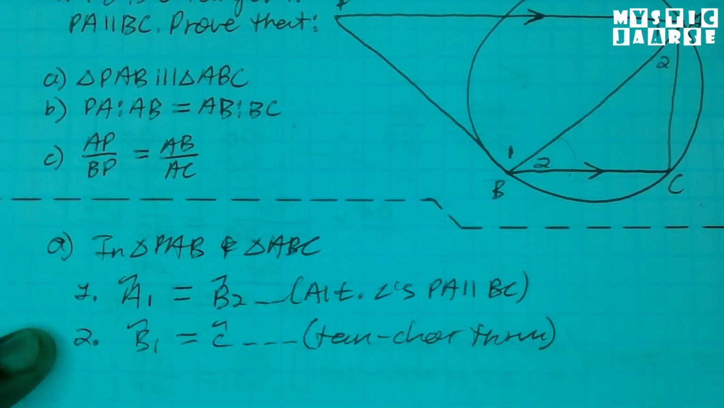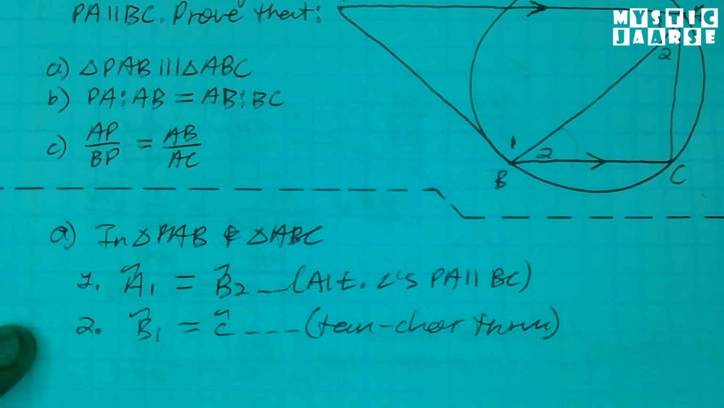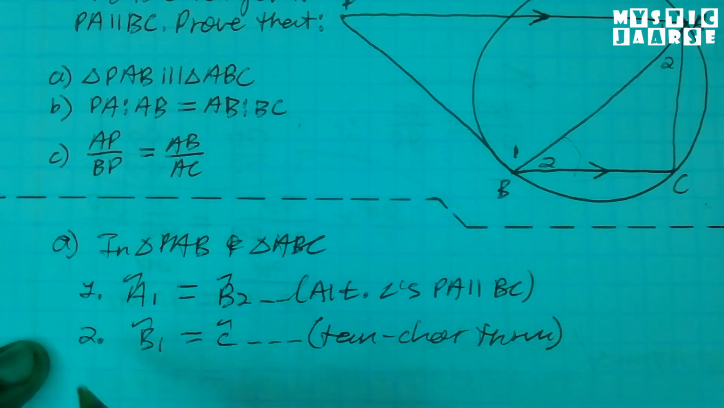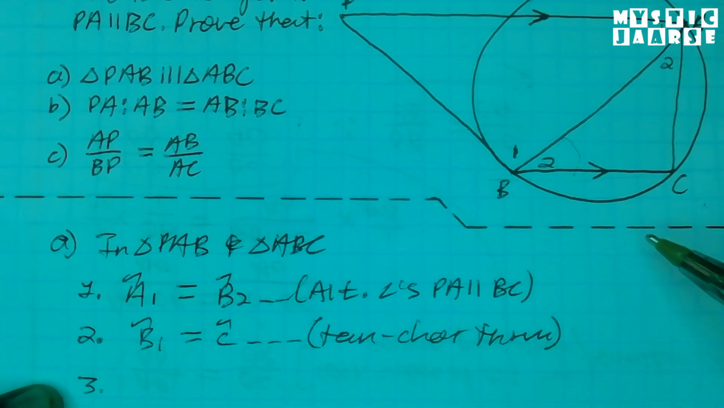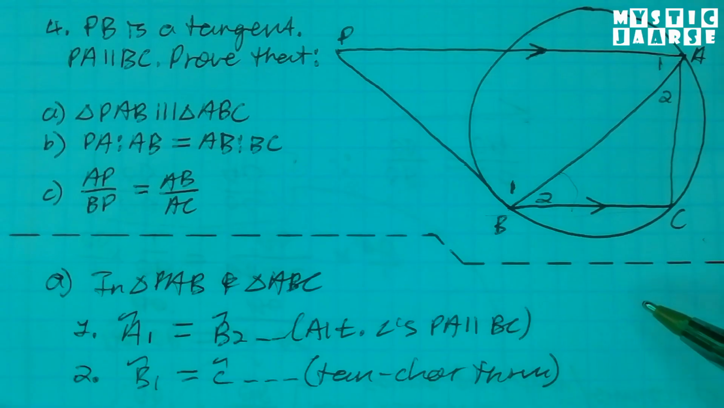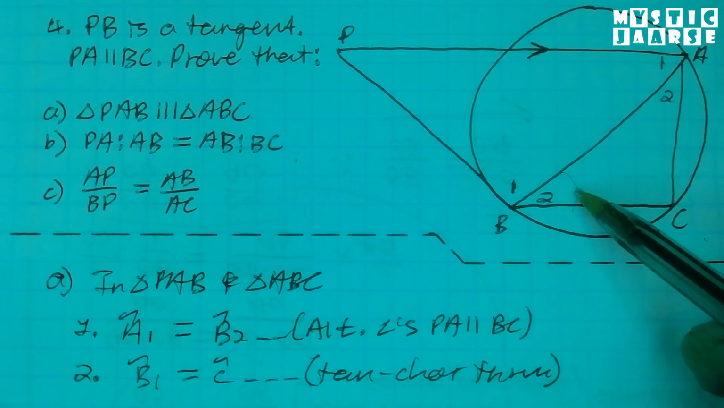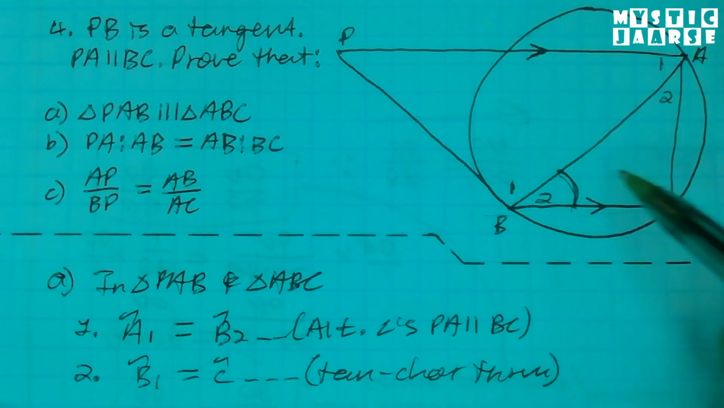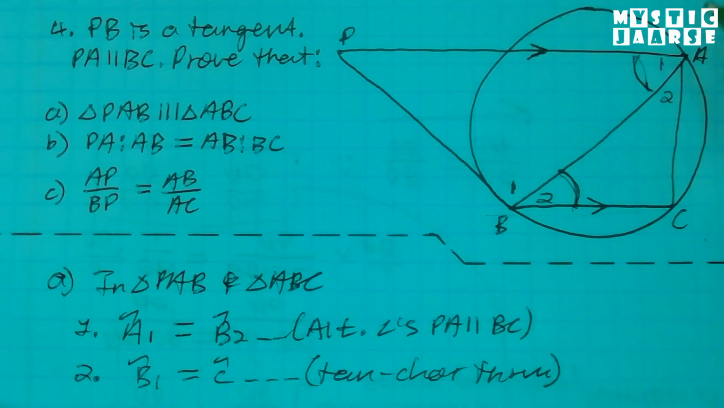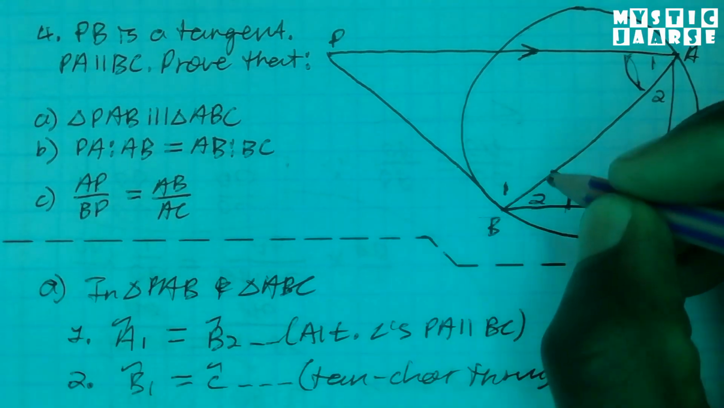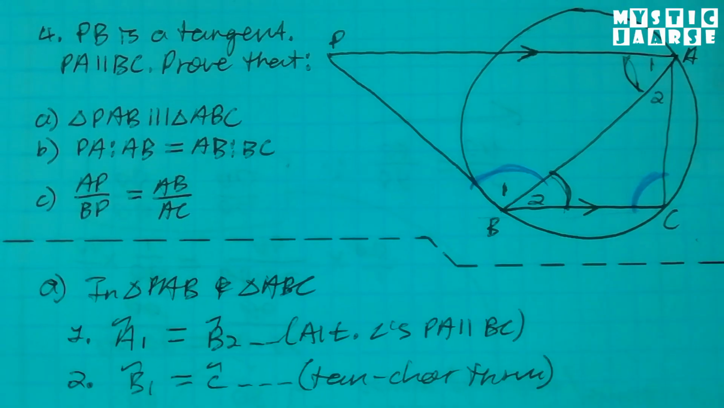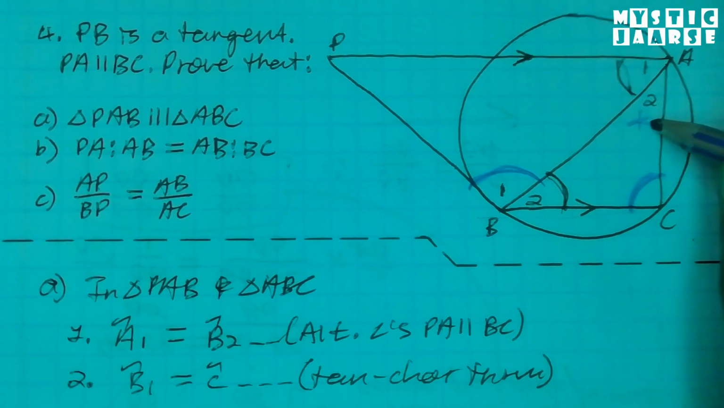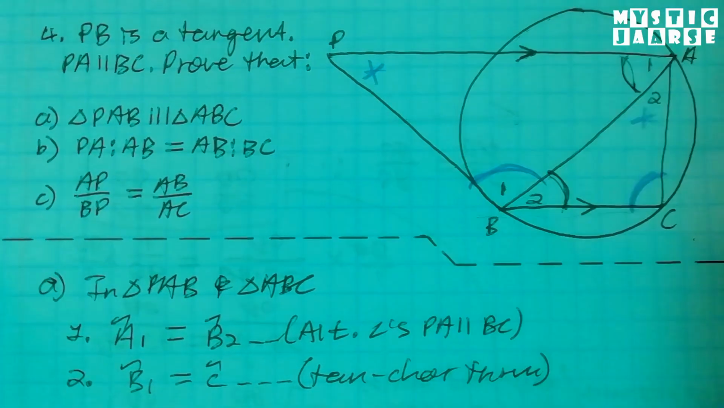Now we are left with the third reason. The third pair of angles which we need to prove are equal. Now when I look at my diagram, I don't see how. So we have proven that angle B2 is equal to angle A1. We have also proven that angle B2 is equal to angle C. So we are only left with angle A2 and angle P.